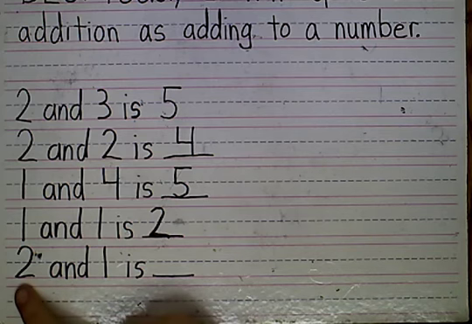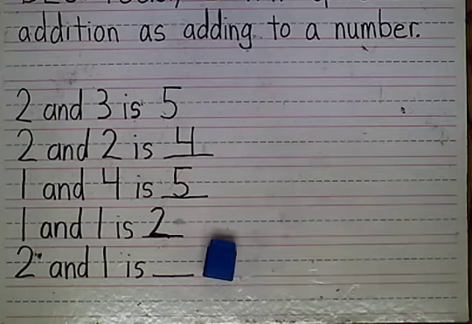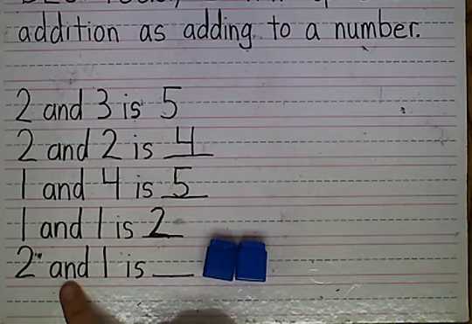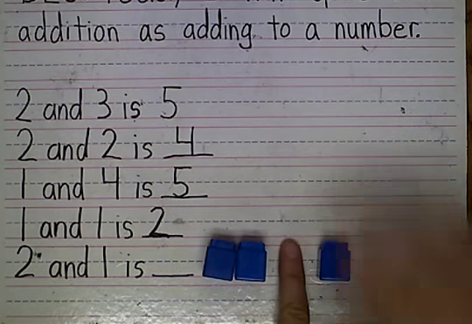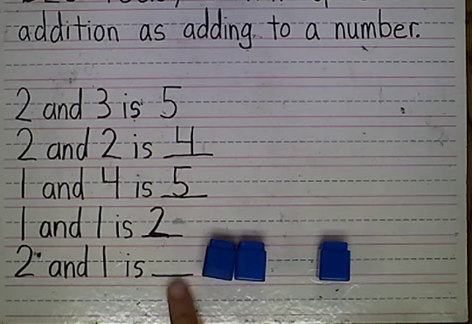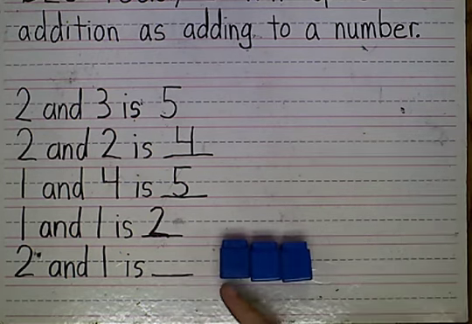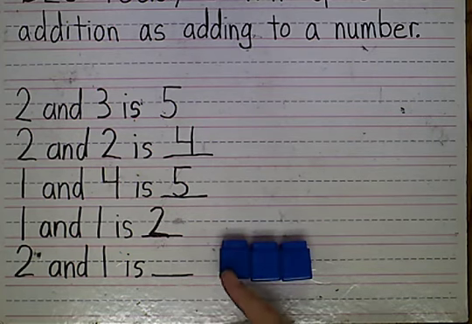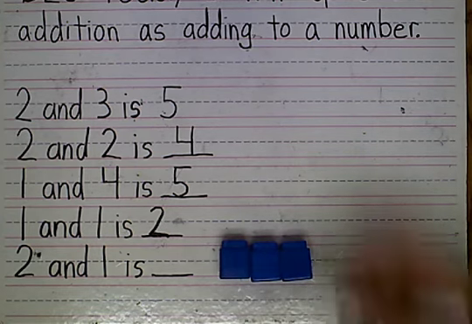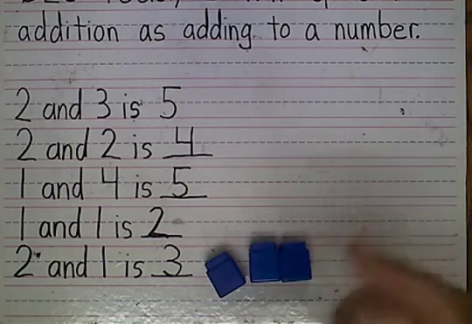Let's build it. What's our first number? 2. Let's build 2. 1, 2. And how many more? 1 more. Finger space. 1 more. How many altogether? What's our sum? I'll push them together and count them all together. Ready? 1, 2, 3. What will we write here? How many cubes are all together? 1, 2, 3. 3. Around the tree, around the tree. That's the way you make a 3.